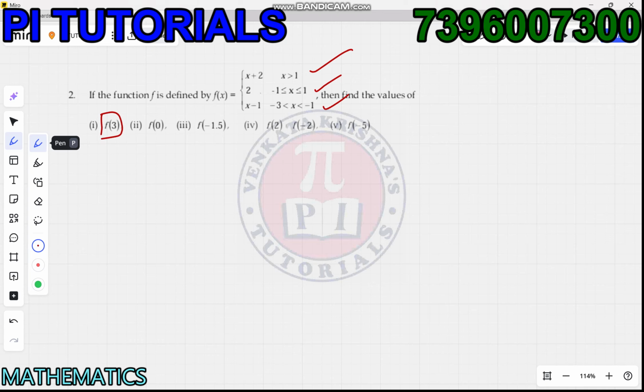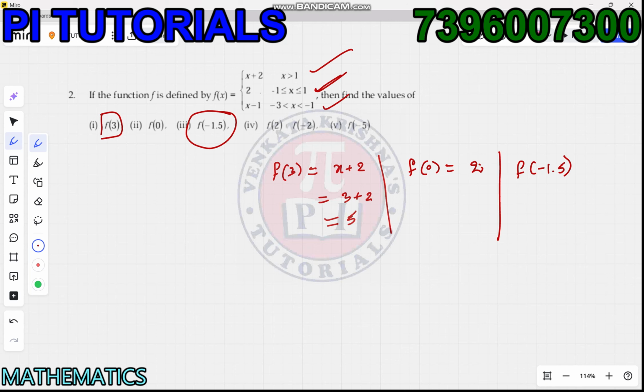Similarly the question is asking to find f of 0. F of 0 is in the second function, which is equal to 2, so f of 0 is equal to 2. So next one is f of minus 1.5. Minus 1.5 is located in the third function. So consider the third function x minus 1 and substitute the value of minus 1.5 in place of x, that is equal to minus 2.5.